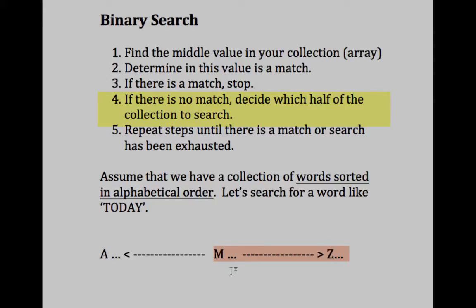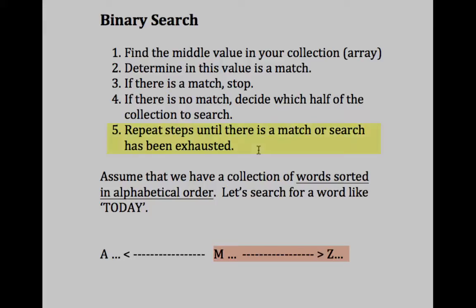And now that I have made this decision, I can ignore this half. I can ignore all the words that start with A all the way to the words that start with M. Essentially, all the words that start with A through all the words that start with L, right? So what do I do now with the half that is left?